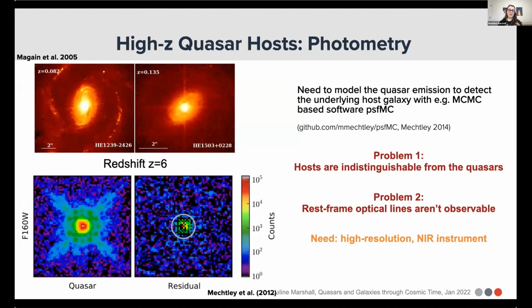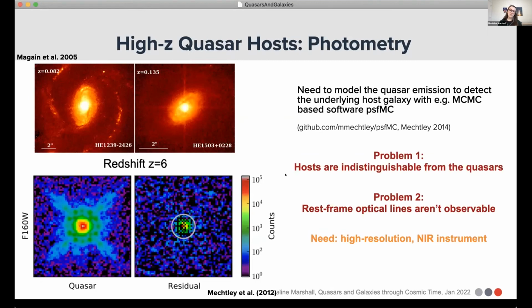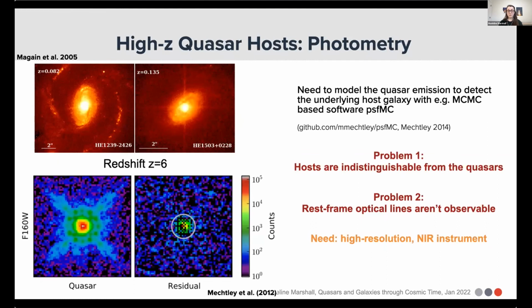And so today I'm going to talk mostly about problem 1 and our detailed predictions using BlueTides to understand whether we can overcome this with Webb. And also I'll be talking about the James Webb Cycle 1 projects that I'm involved with that will aim to look at both of these problems.